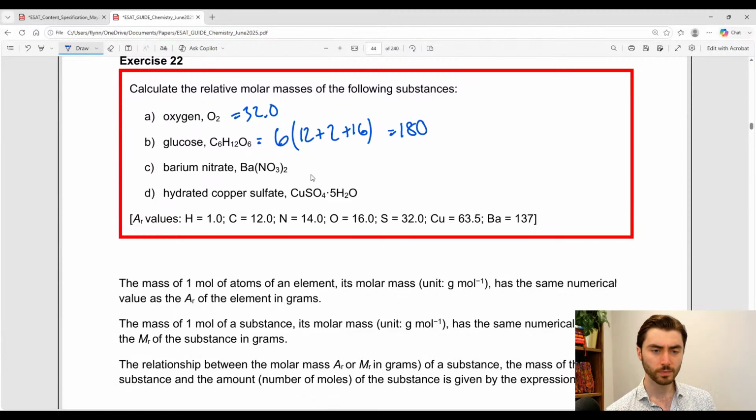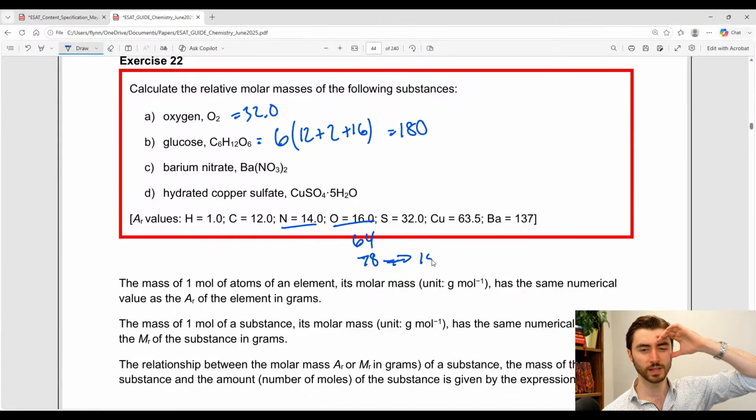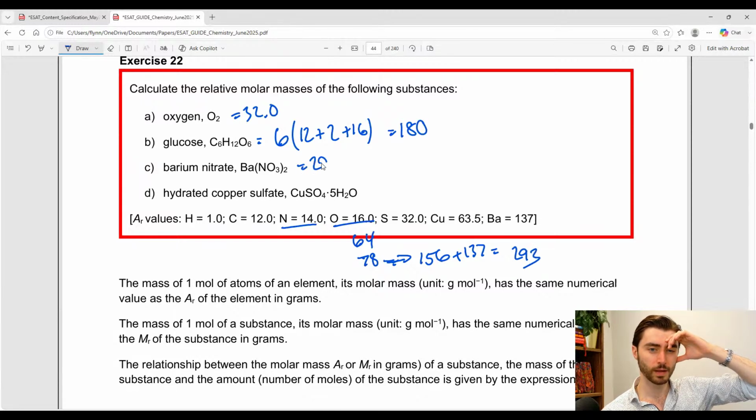Barium nitrate. So we have NO3 is 64. Add a 14 onto that, you get 78. Multiply that by 2, and it's 156. And then we add on the barium, and we get 293. Let me just double check that with the calculator. So 137 plus 2 lots of 14 plus 3 lots of 16.